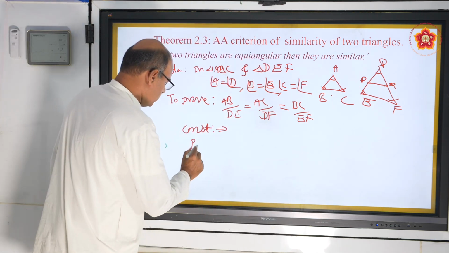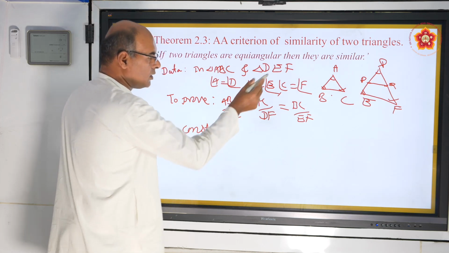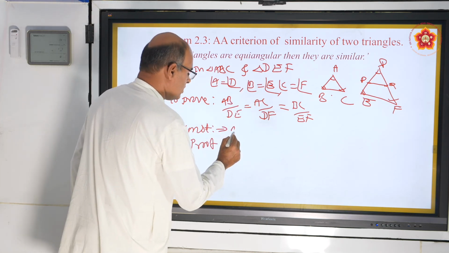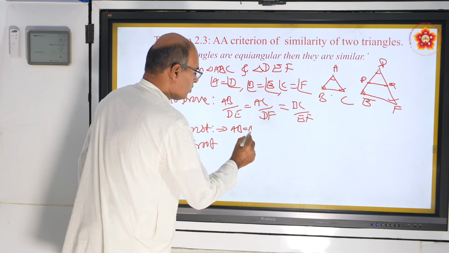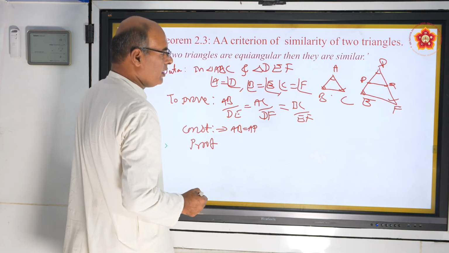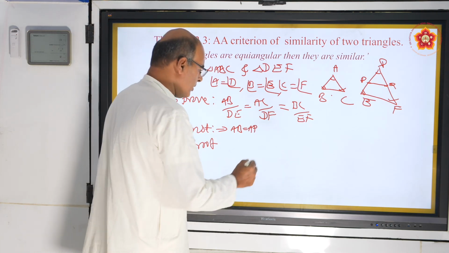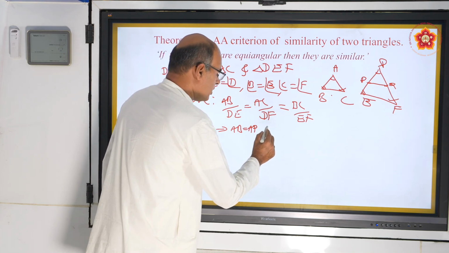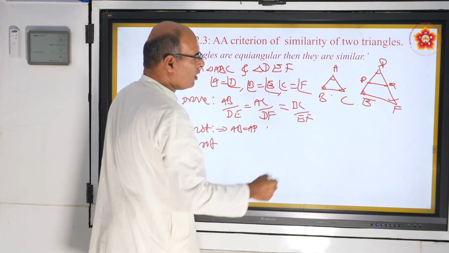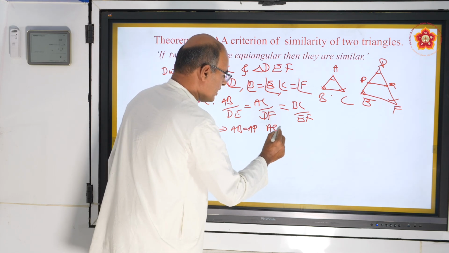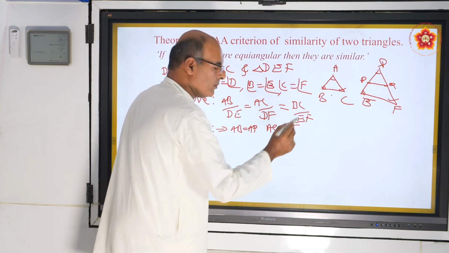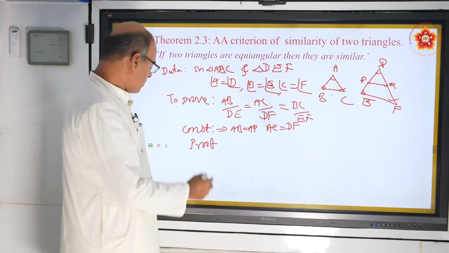Now go to the proof. So in the construction, what we have done is we marked a point P on DE such that AB is equal to DP, and we marked a point Q on DF such that AC is equal to DQ. Now go to the proof.